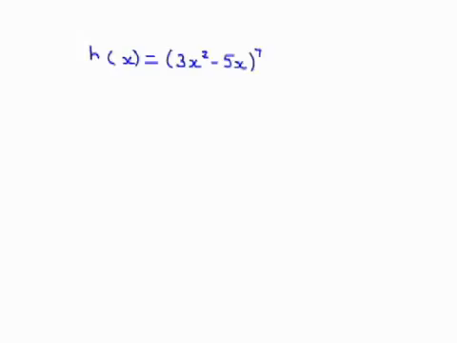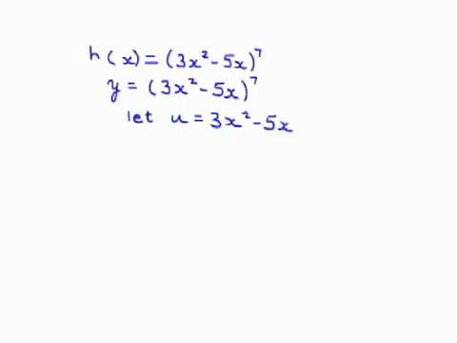And there's two techniques for doing this, both resulting in the same answer. We'll start with the slightly more difficult approach that is used to introduce this particular topic. What we have is we've written the function as y equals (3x squared minus 5x) all raised to the 7th. What we're going to do is let u represent the quadratic portion of that expression. The u will represent the 3x squared minus 5x.